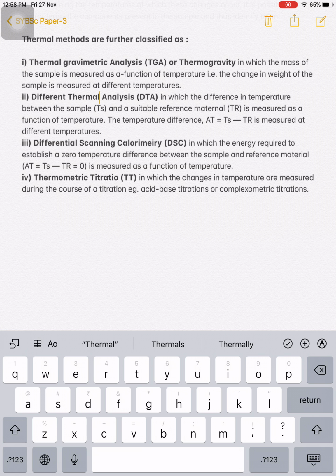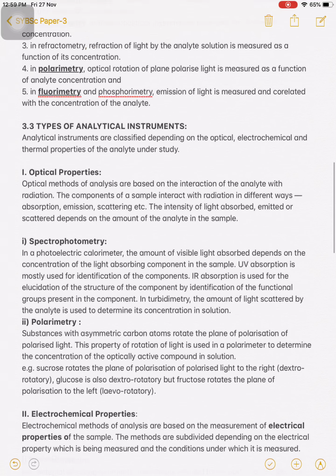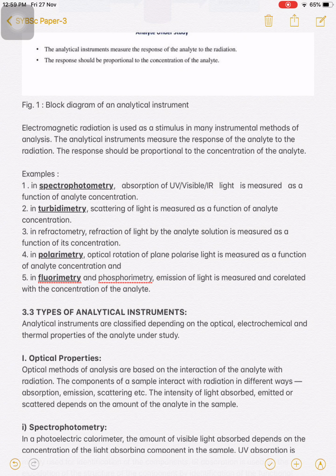And last one is thermometric titration. In thermometric titration, the changes in temperature are measured during the course of titration. So changes in temperature during the course of titration are measured as a function of amount of component present in that solution. So example is acid-base titration and complexometric titration. So these are the types of instruments depending upon the properties they have differentiated here.